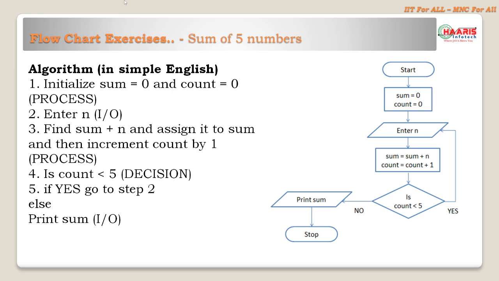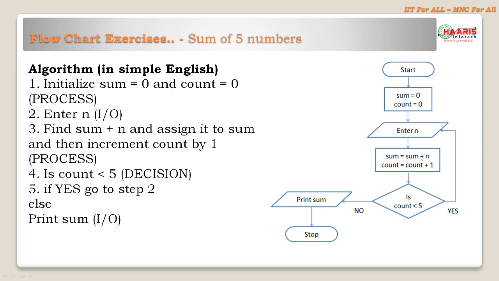So you could see here I have a process, and then I have enter n, an IO action. IO is an action, so that's entered as a polygon. Could you see this? We are learning flowchart. And after that, find sum plus n, which is a process. So sum equal to sum plus n. Sum is 0, so 0 equal to 0 plus n.